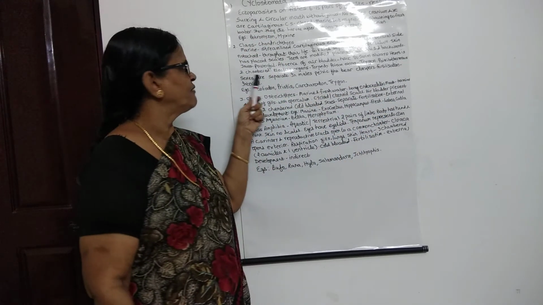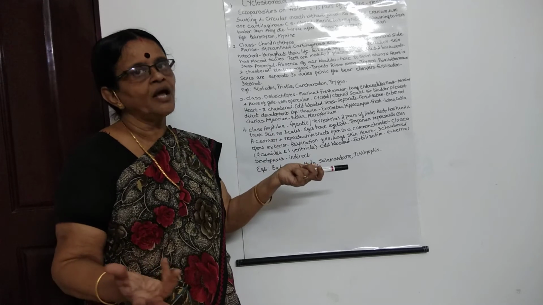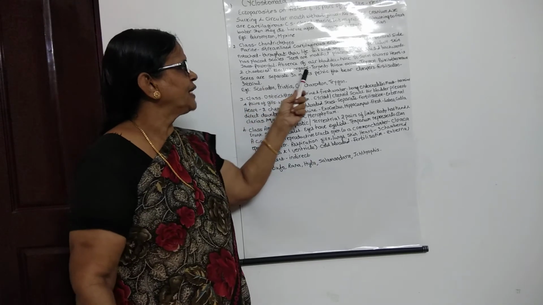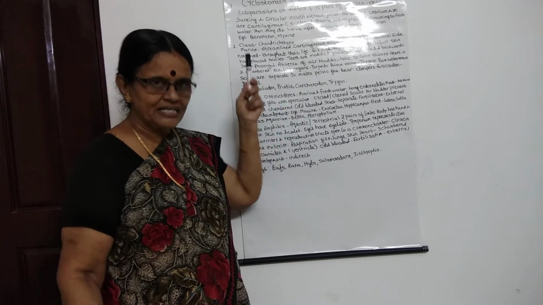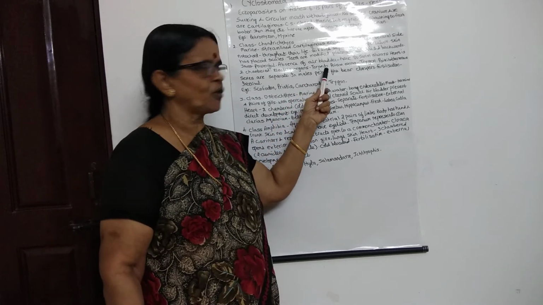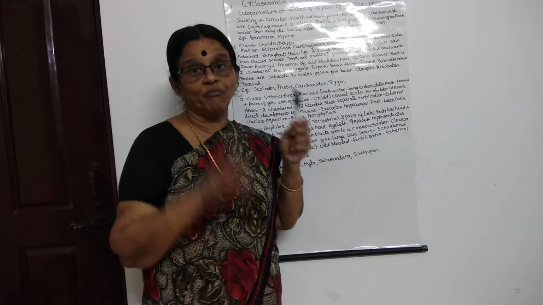Then the heart has two chambers, one auricle and one ventricle. Then electric organs are there in some of them, such as the torpedo. Some of them have a poison sting.